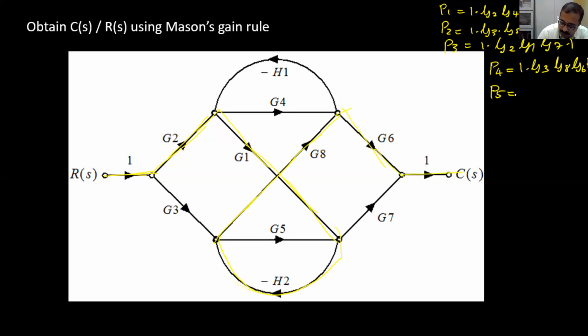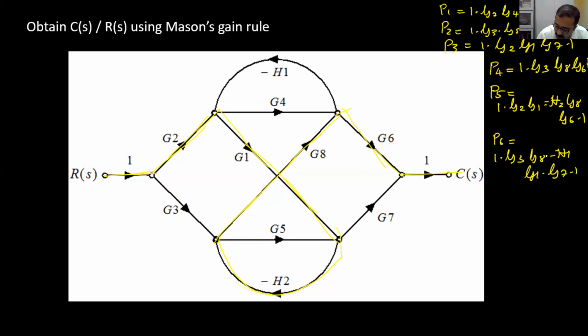Okay. So I can write P5 as 1, G2, G1, minus H2, then G8, G6, 1. Okay. And there will be one more possible forward path. What is that? 1, G3, G8, minus H1, G1, G7, 1. All these are products only.